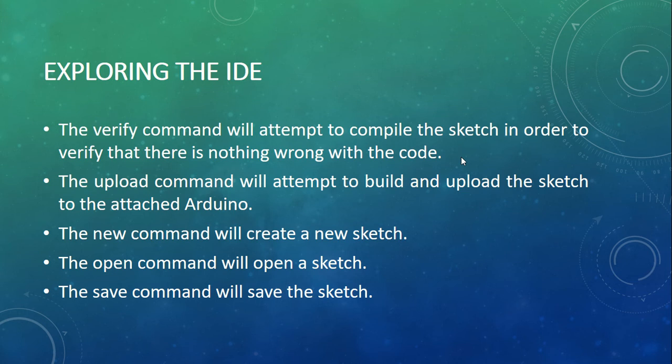And then next we have the upload command. It will attempt to build and upload the sketch to the attached Arduino. So what's the difference between verify and upload? The difference is that the upload command compiles and uploads the sketch to the Arduino. It will successfully upload the Arduino sketch if there are no errors in your code. With verify, you're just going to compile or check if there is an error inside your Arduino sketch, but the upload command will compile and will also upload successfully if there is no error in your Arduino sketch. And then next, the new command will create a new sketch, of course. The open command will open a sketch, and the save command will save the sketch.